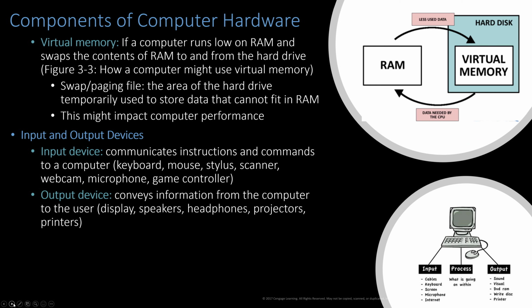A third type of memory when we run out of RAM is virtual memory. So if a computer runs low on RAM, it swaps the contents of RAM to and from the hard drive. Now, of course, if we're talking about an SSD and we get into a virtual memory situation, it's going to run a lot faster, but swap or paging files is the area hard drives temporarily use to store that content.